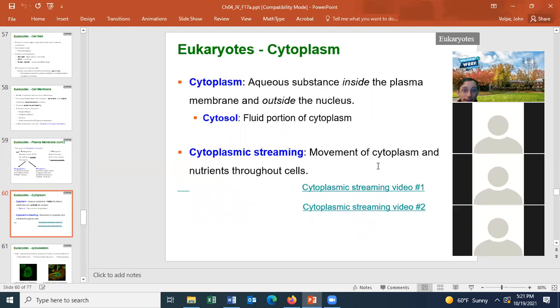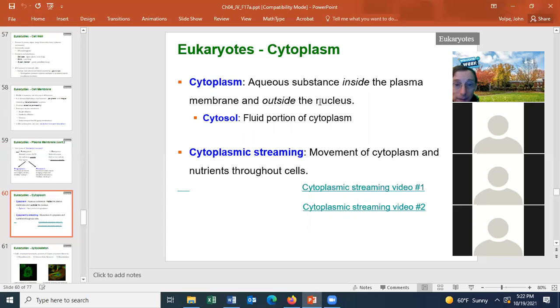The eukaryotes have cytoplasm. Of course, cytoplasm is found in the prokaryotes too. It's the aqueous substance inside the plasma membrane, but outside of the nucleus. That's what the cytoplasm is of a eukaryotic cell. Now, in a prokaryotic cell, the cytoplasm is the internal inside of the cell. There is no nucleus. Inside the nucleus, the plasm has a different name: it's called the nucleoplasm.